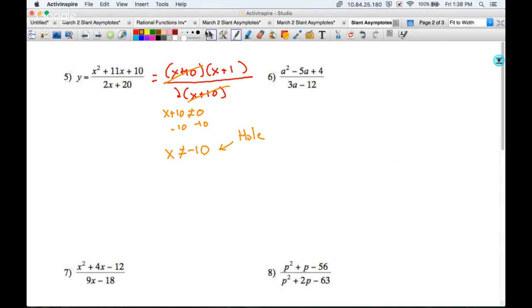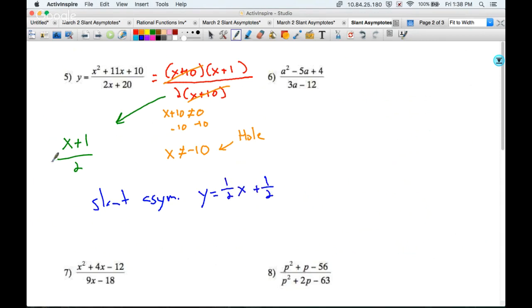And what's left is this expression here, x plus 1 over 2. So that's our simplified expression, but the slant asymptote is at y equals 1/2 x plus 1/2. And that just comes from rearranging this into linear form. So this is the simplified, this is the slant asymptote.